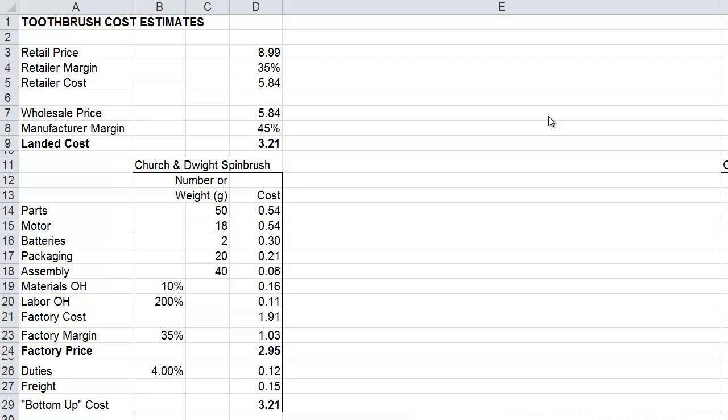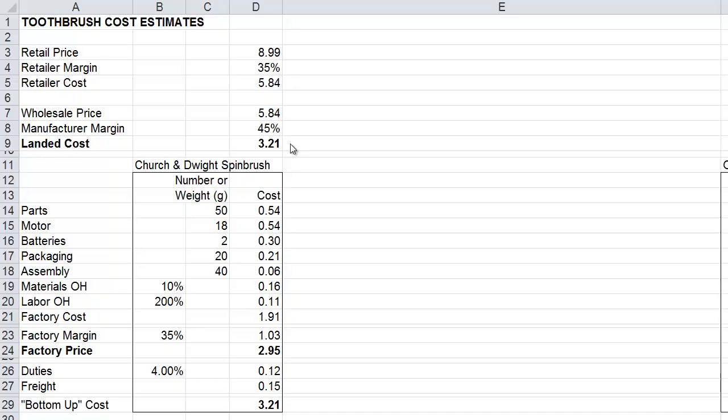I want to show you some analysis of the cost of these toothbrushes. So I want to start with the spin brush and just remind you that based on our target costing, a retail price of $8.99 at the CVS, at the retailer, a retailer margin of 35%, leads to a wholesale price, or the retailer's cost, of $5.84. With a wholesale price of $5.84 and a manufacturer's margin of 45%, that would mean that the landed cost to Church & Dwight has to be less than $3.21.